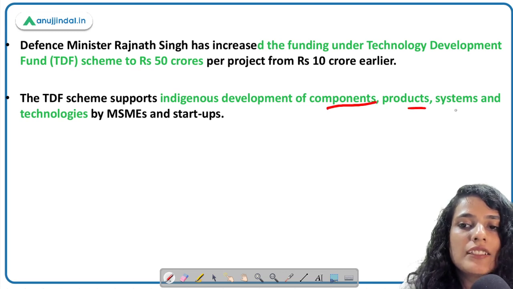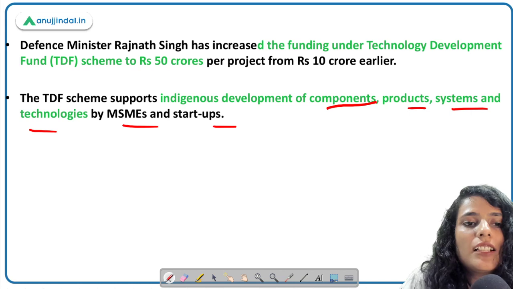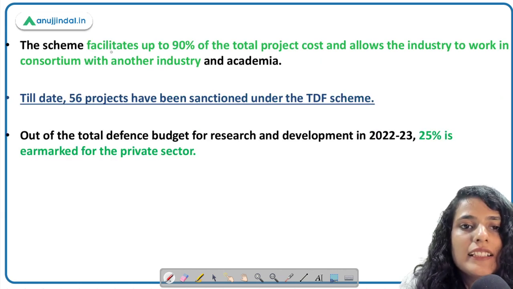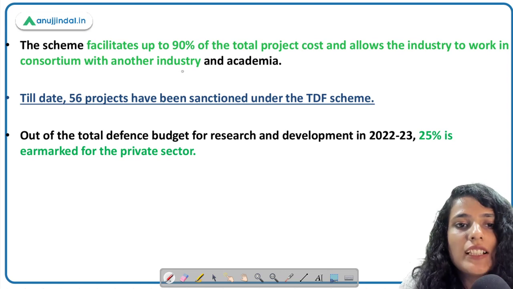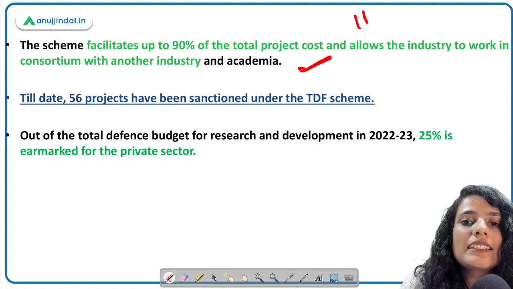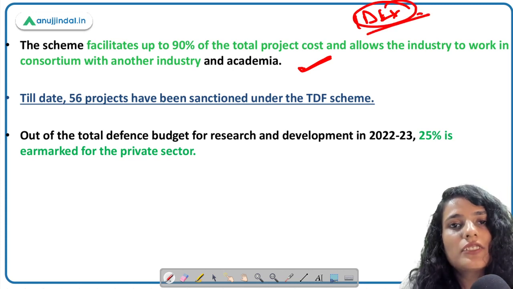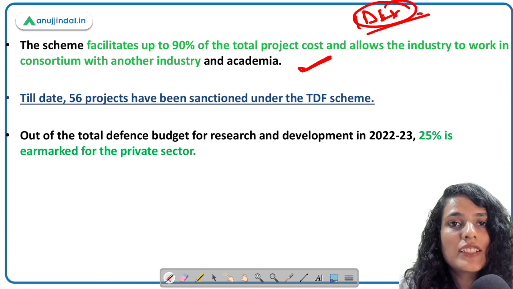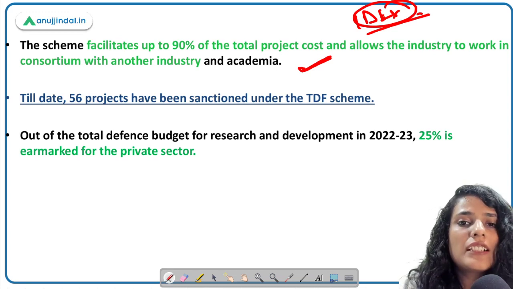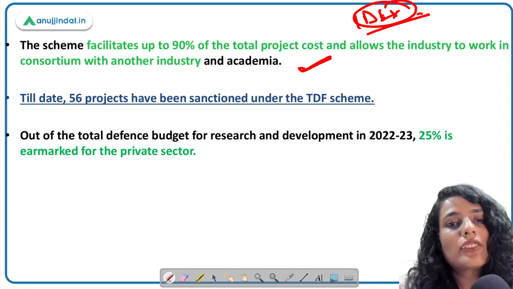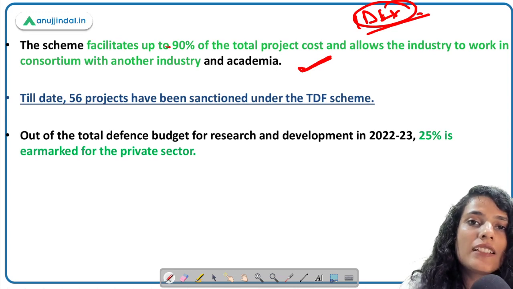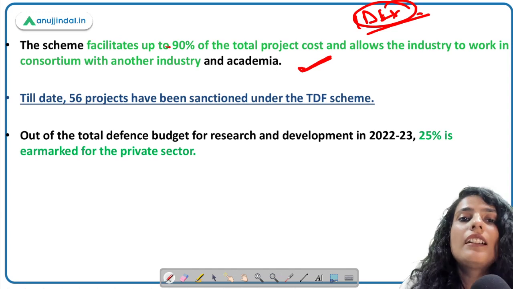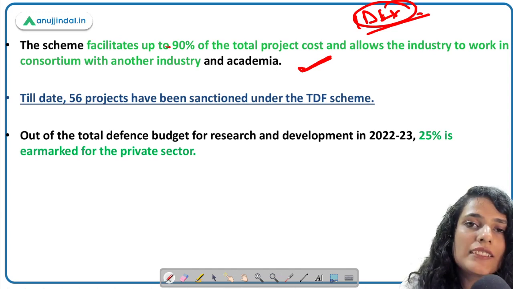Indigenization of components, products, systems and technologies by MSMEs and startups, the TDF scheme will support this. The scheme facilitates up to 90% of the total project cost and allows the industry to work in consortium with another industry. So iDEX, you must have heard about it. iDEX is also a kind of industrial consortium between defense industries in India and defense industries in the USA, which has the facility of technology transfer. So to implement the same thing on an even larger macro scale, this scheme will provide 90% of the project cost, so that the industry can work with other industry, they can indulge in transfer of knowledge, they can exchange best practices and of course skills and human resources.